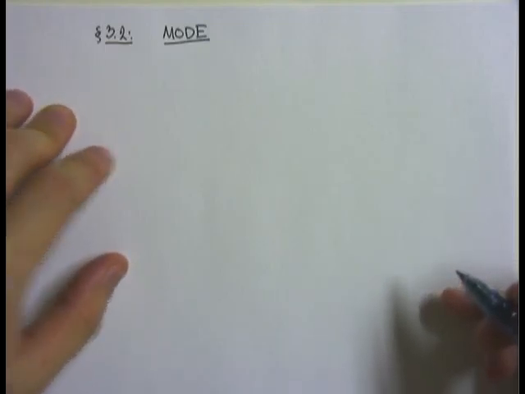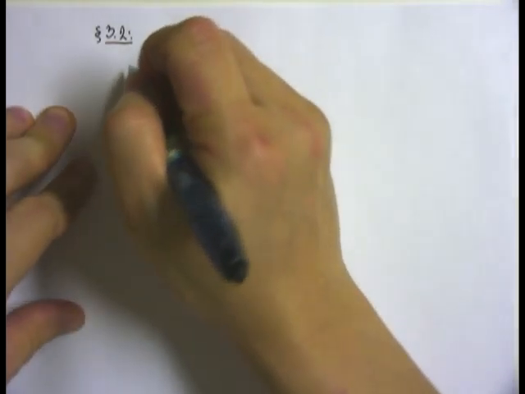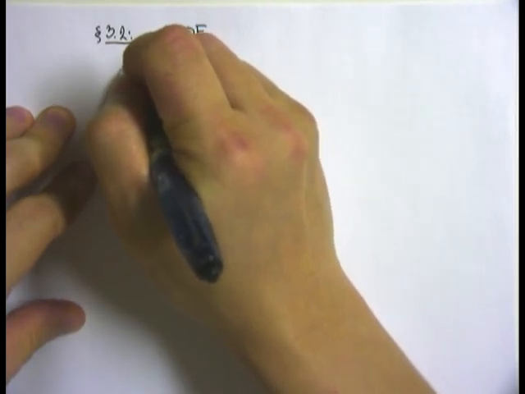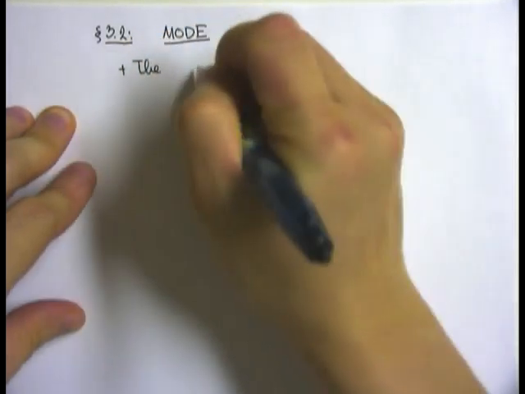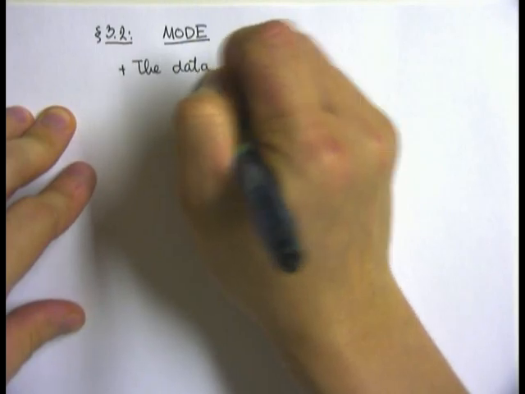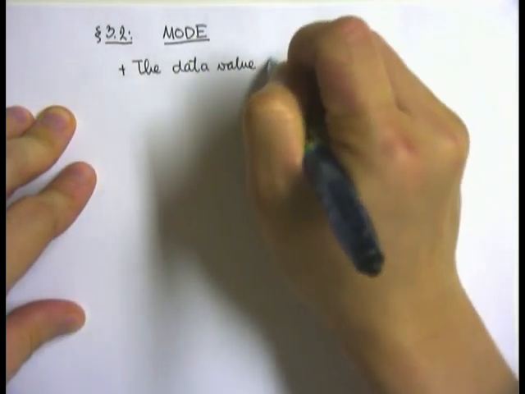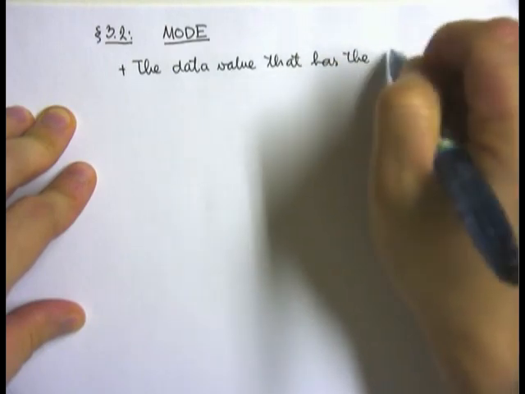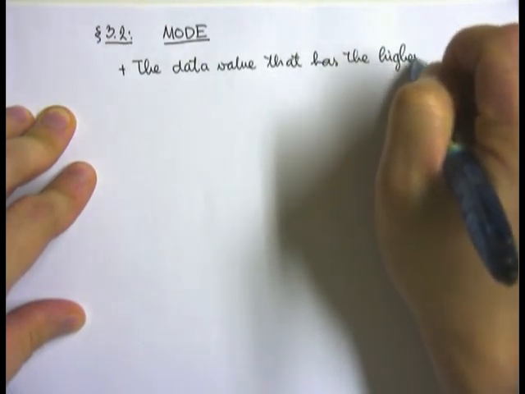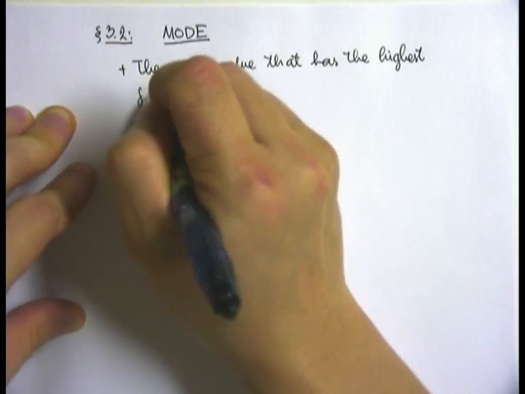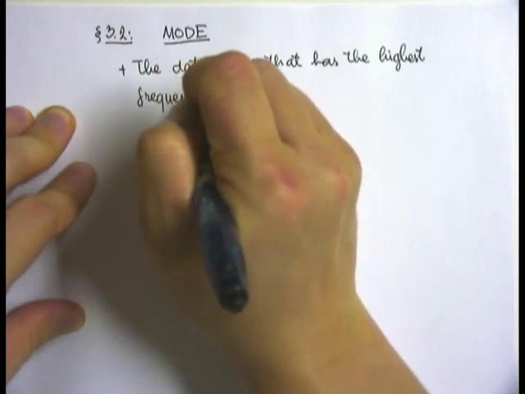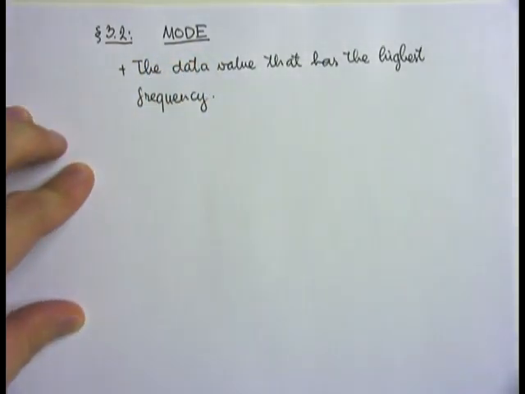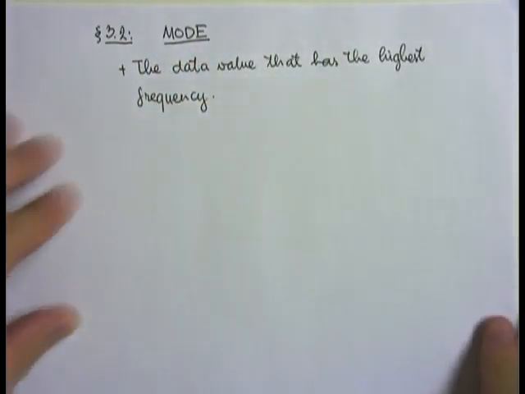And now we learn how to find a mode. Mode is defined to be the data value that has the highest frequency. And so that is how we find a mode.